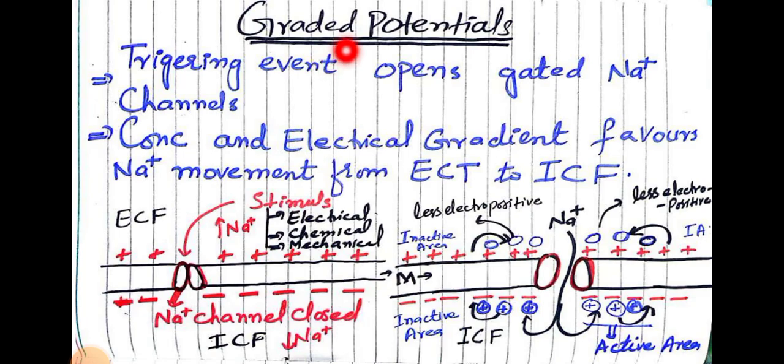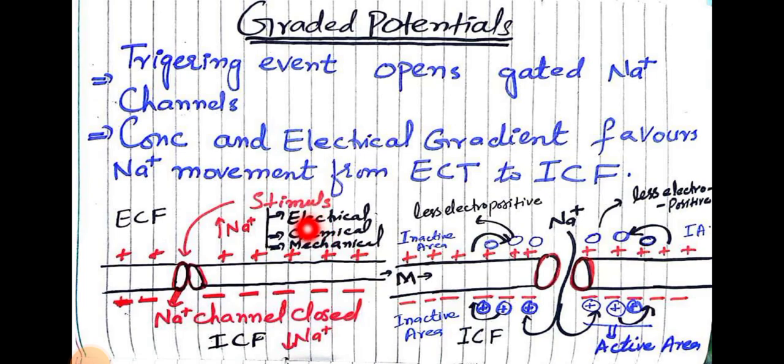Now graded potentials need some sort of triggering event. It can be an electrical signal, chemical signal, or mechanical signal. It is going to open the gated sodium channels. In extracellular fluid, the concentration of sodium is much greater than in intracellular fluid. Electrical gradient, because outside is positive and inside is negative, favors the sodium movement from outside to inside. Similarly, the concentration gradient also favors sodium movement to inside.